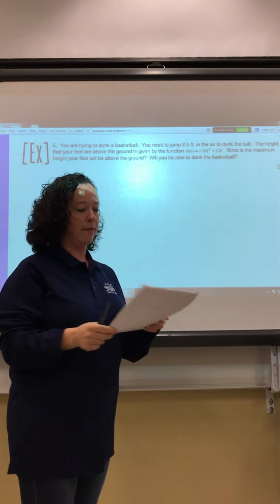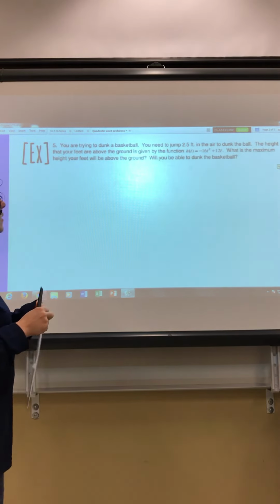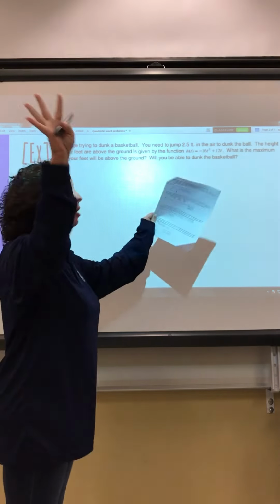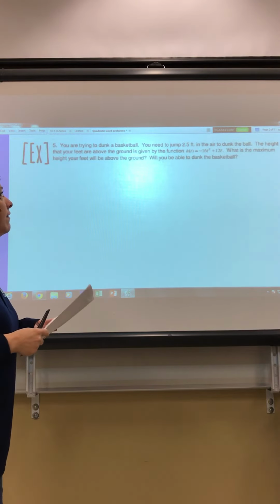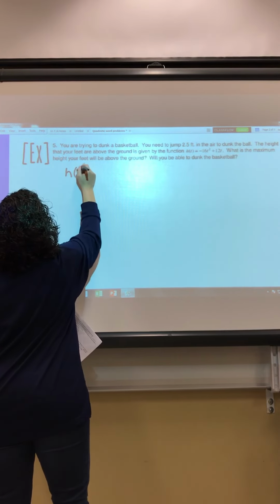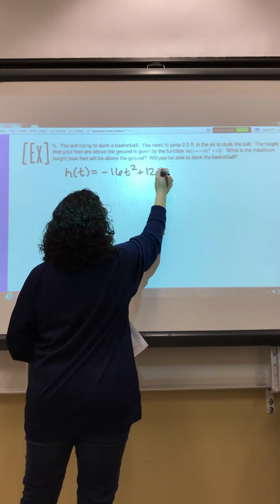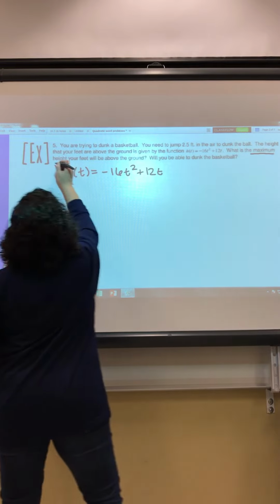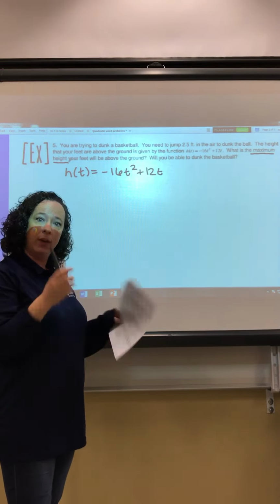All right, so I want to talk about number 5. Number 5 is on your worksheet that you already have, and it's the one where you're trying to dunk a basketball, okay? And it says you will need to jump 2.5 feet in the air to be able to dunk the ball. The height that your feet are above the ground is given by this vertical movement function, H of t equals negative 16t squared plus 12t. And it says, what is the maximum height your feet will be above the ground? And then it asks another question, but let's deal with this first question first, okay?